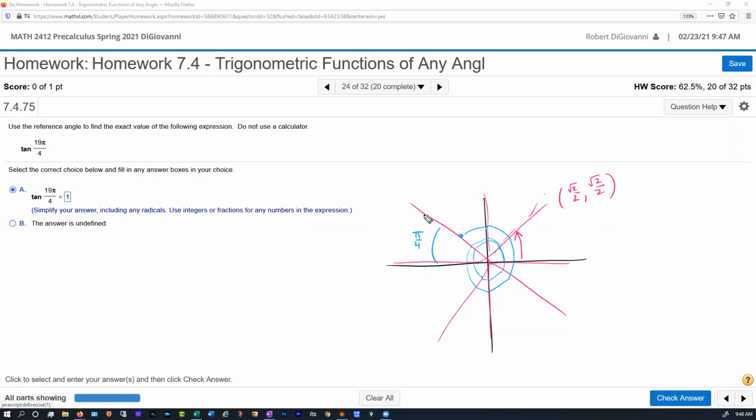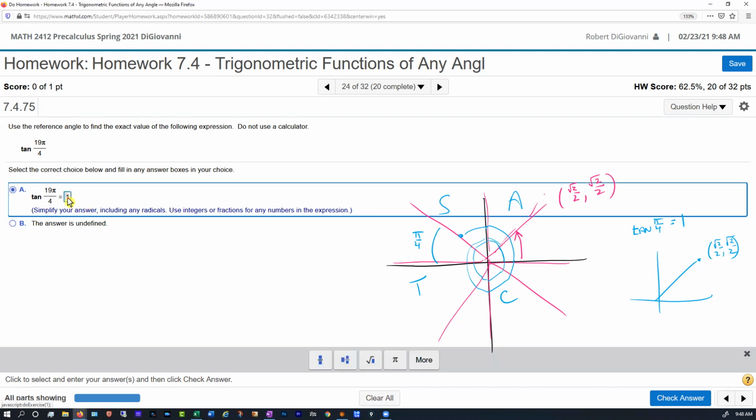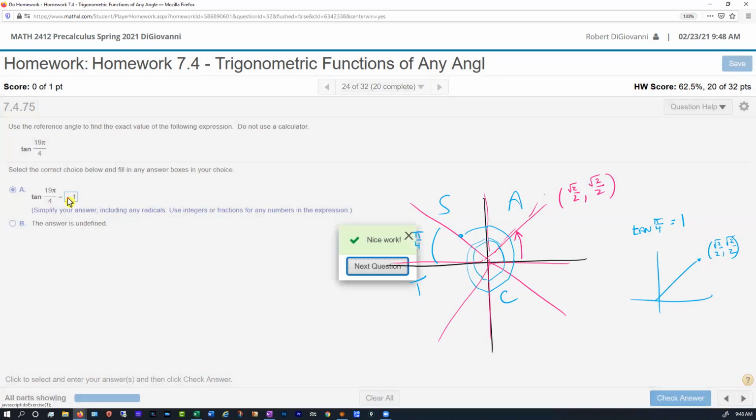And when we look at tangent of π/4, the x and y coordinates are the same here. So we should get 1. However, because all students take calculus, we're actually in the second quadrant. So sine is the only one that's positive there, and we're looking at tangent. So we should actually get a negative here. Sorry, I just counted 9 instead of 19. There we go.